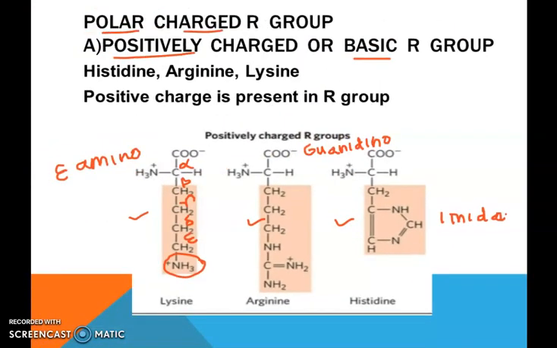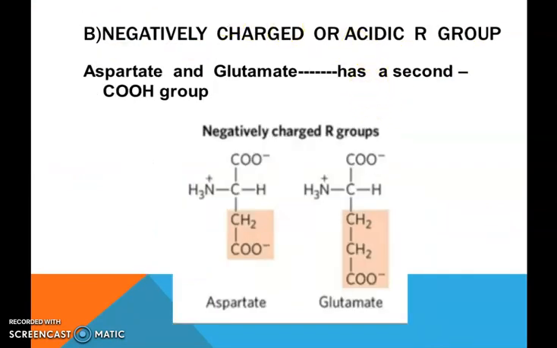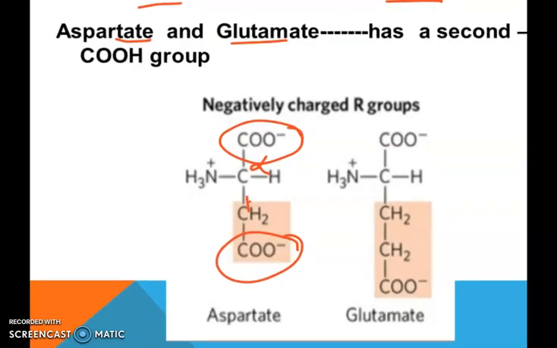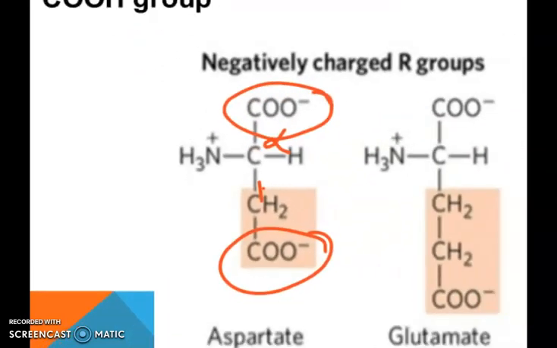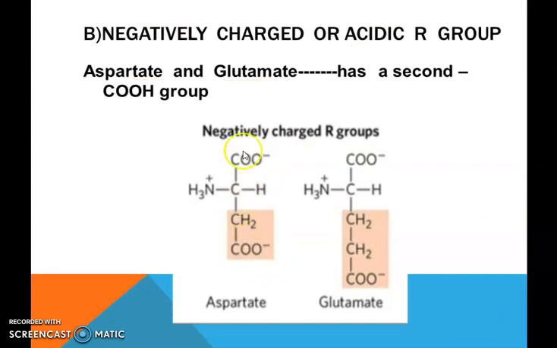Okay. Now, amino acids containing a negatively charged or acidic R group. There are two, aspartate and glutamate, which have a second carboxyl group. We know that this is the first carboxyl, then this will be the second carboxyl group. It is the alpha carbon, this one is the beta carbon. Then we can say that the special group present in the R group is beta carboxyl.